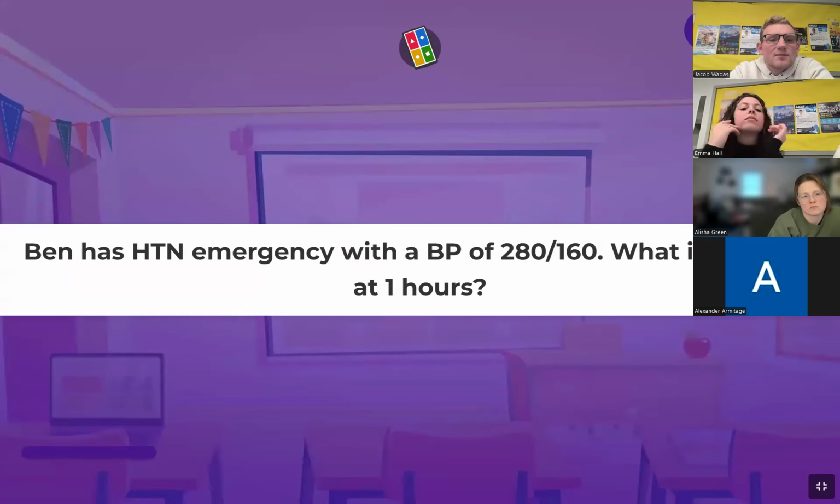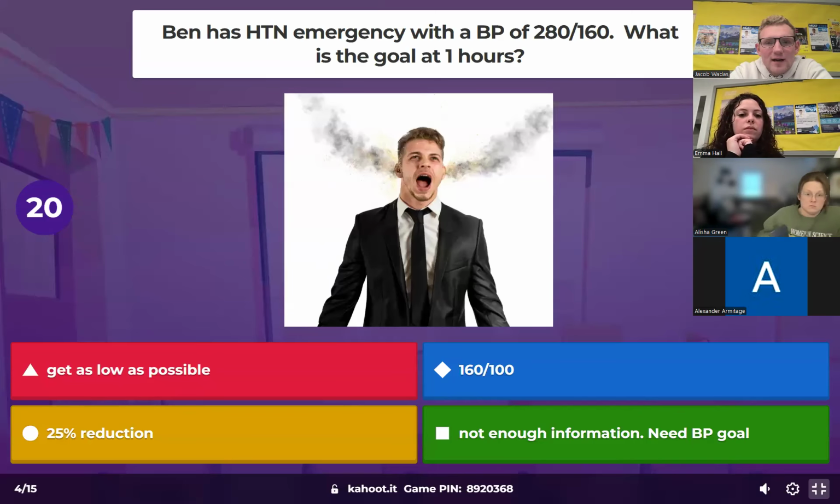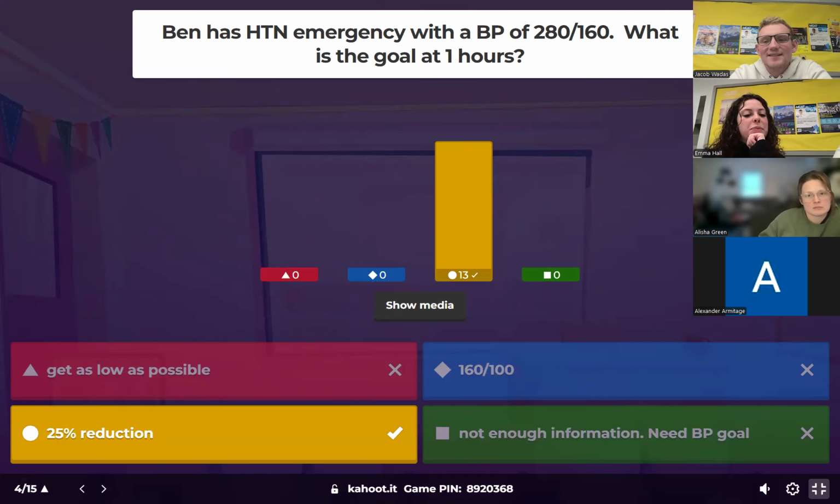Right, Betty has a hypertension emergency with a blood pressure of 280 over 160. What is the goal after 1 hour? Very good. Yep, 25% reduction. The stuff with the hypertension emergency will be like 1 or 2 questions. So just make sure you know what the goals are and what they do to treat it.